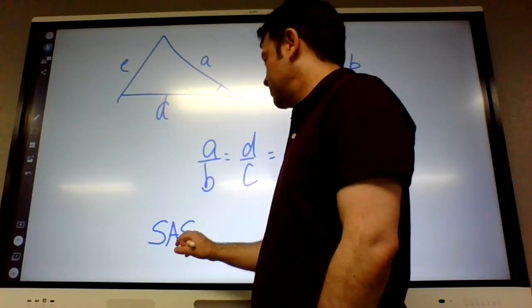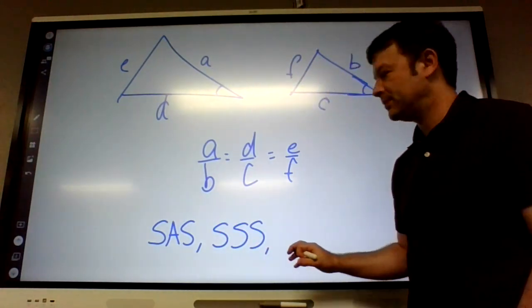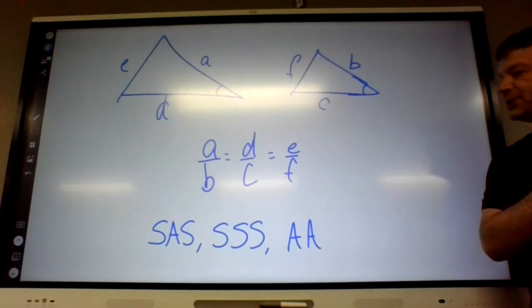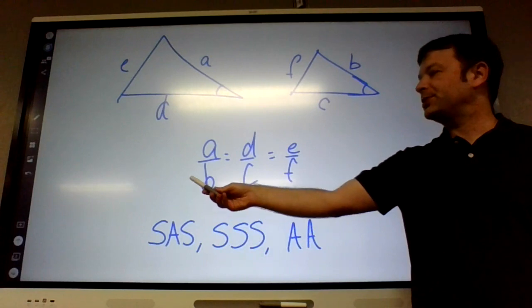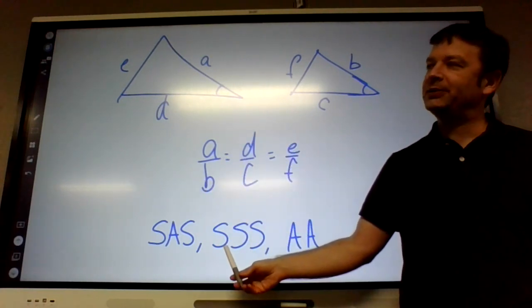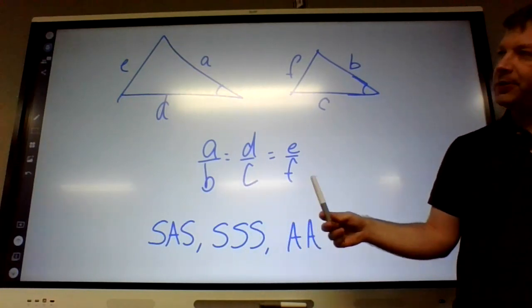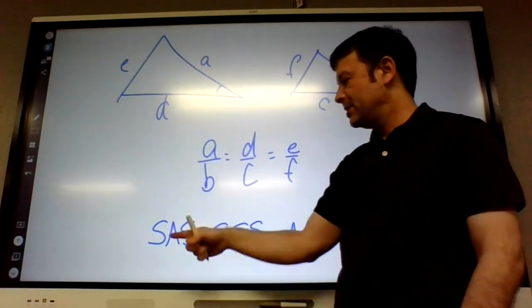SAS? SSS. There's one more. AA. Okay, so SSS means the 3 sides are in proportion like this. 3 proportional sides. Not 3 congruent sides, 3 proportional sides. Angle-angle just means 2 of the angles are congruent. 2 pairs of angles are congruent.